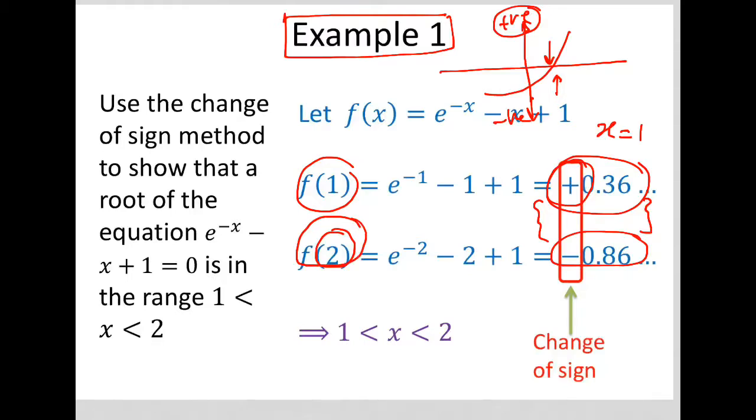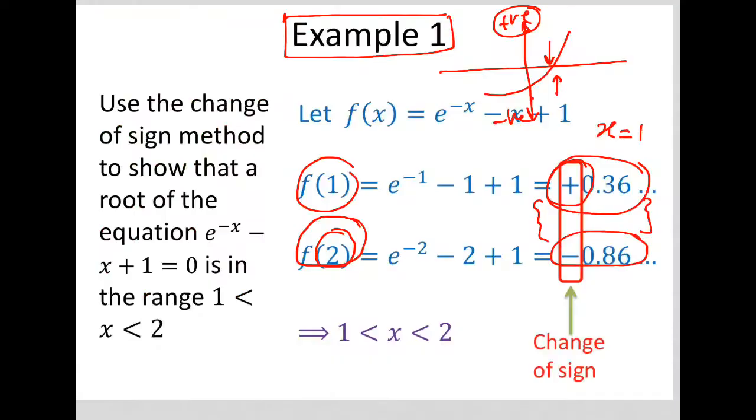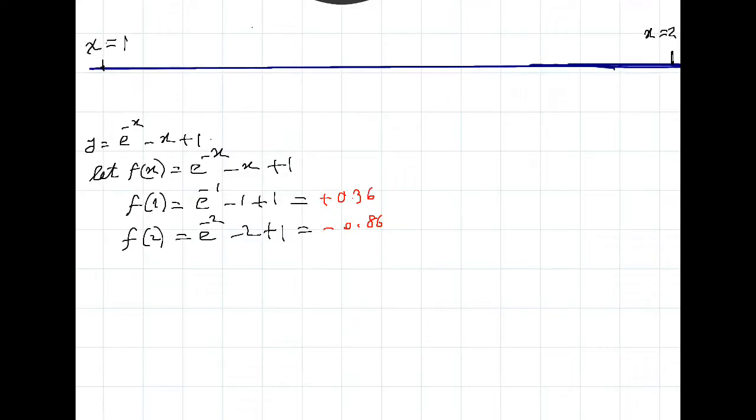Well, we know from the previous slide it's equal to 1.278, but this change of sign method doesn't tell us exactly where it is. A more accurate approximation is to use the interval bisection to get closer to that root, and as we will see in the next slide. So we know the root of the equation lies somewhere between x equal to 1 and x equal to 2. This condition is given by the example.